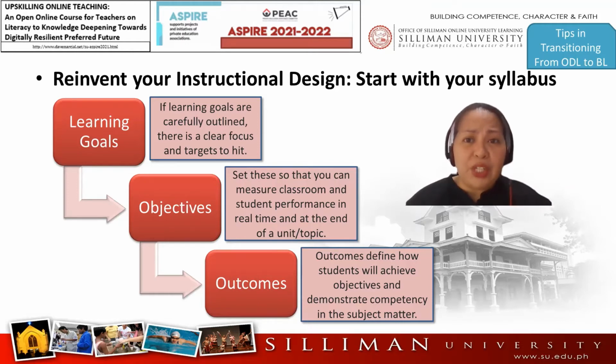Can this goal be achieved in this type of learning environment? Let's always ask that question. In setting our objectives, we should see to it that we can measure classroom and student performance in real time, and at the end of a unit or a topic, again, with both learning environments in mind. Which objectives can be measured online? Which ones should be done face-to-face? It's not mandatory that all grading should be done face-to-face.